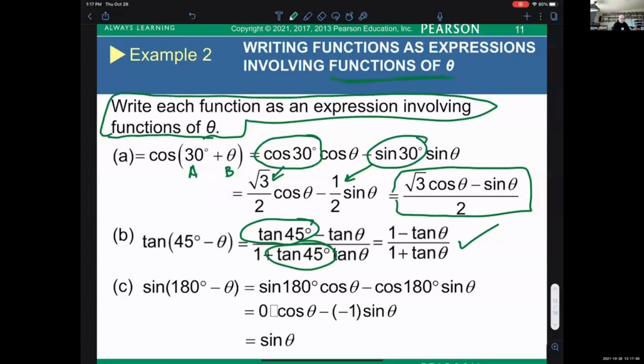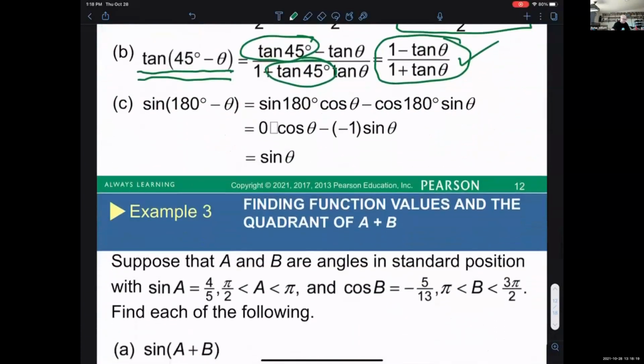So in this case, we didn't have to do too much. We didn't have to get a common denominator, and the angles came out nice. But the key thing is what they asked us was that instead of having a function that's just about theta, we had a function that involved theta subtracted from another angle. And so we were able to write that as an expression that just had functions of theta instead of something more complicated like 45 degrees minus theta. And they do the similar thing for sine of 180 degrees minus theta as well. Okay, so that's example 2.